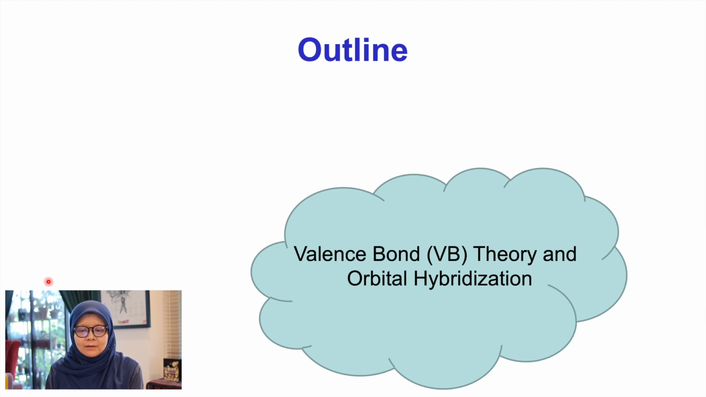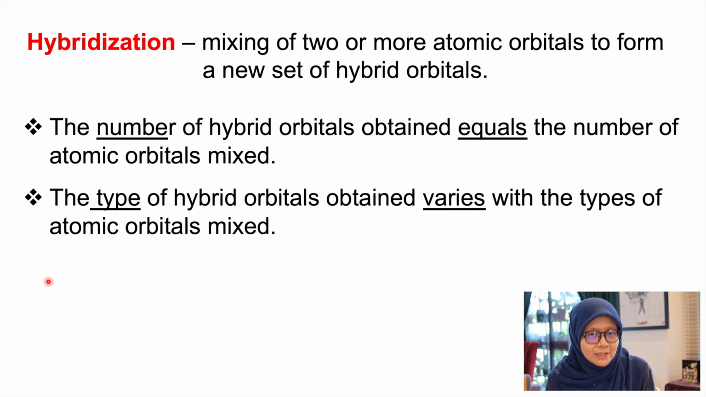So for this part, I will explain to you what valence bond theory and orbital hybridization are. So what is hybridization and what is a hybrid? Hybridization is the mixing of two or more atomic orbitals to form a new set of hybrid orbitals, while the hybrid is the name for the new compound. Hybridization is a process, while the hybrid is the new compound.